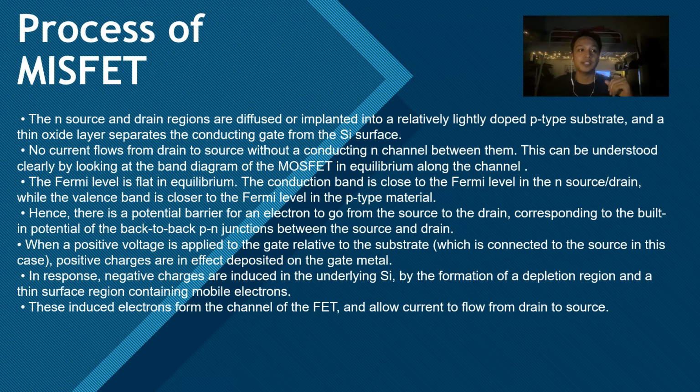When a positive voltage is applied to the gate relative to the substrate, which is connected to the source, positive charges are deposited on the gate metal. In response, negative charges are induced in the underlying silicon by the formation of a depletion region and a thin surface region containing mobile electrons. These induced electrons form the channel of the FET and allow current to flow from drain to source.